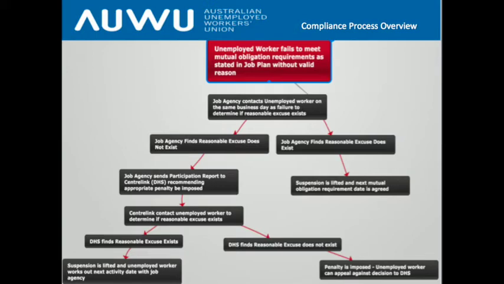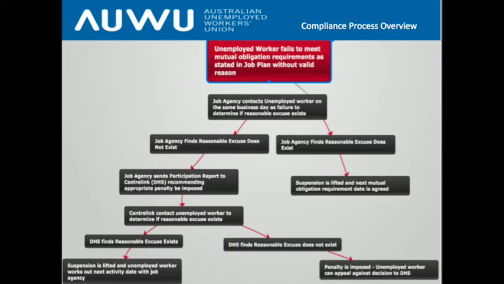So if the job agency decides that the reasonable excuse was valid and they accept it, they find it exists, then the suspension will be lifted, that particular infringement will be lifted, and then an arrangement will be made between the unemployed worker and the job agency to attend the next appointment. If the job agency finds that no reasonable excuse exists, then the job agency would send what's called a participation report to Centrelink, which is essentially passing the infringement or this compliance order on to Centrelink.